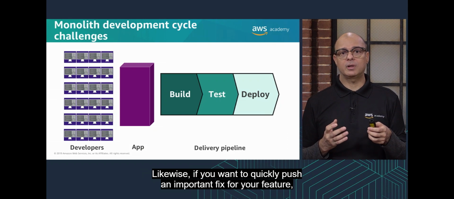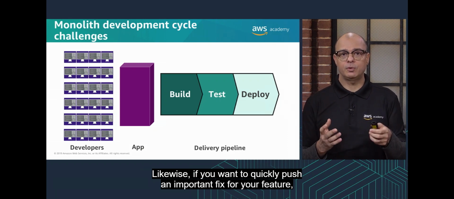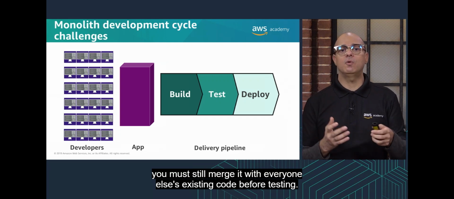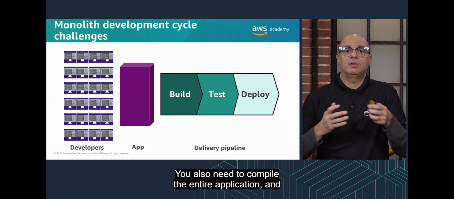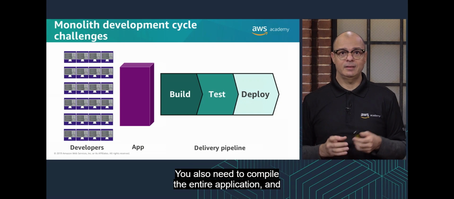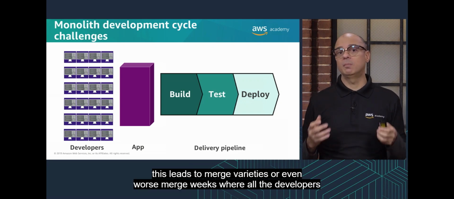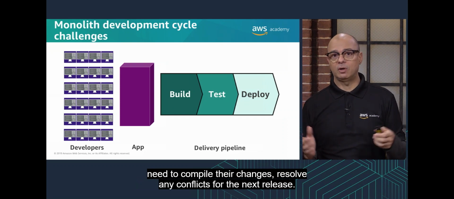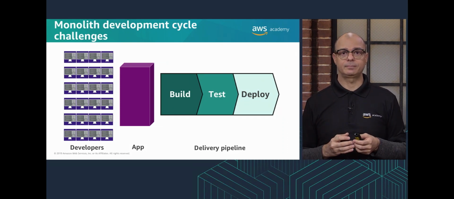Likewise, if you want to quickly push an important fix for your feature, you must still merge it with everyone else's existing code before testing. You also need to compile the entire application, and this leads to merge Fridays, or even worse, merge weeks, where all the developers need to compile their changes and resolve any conflicts for the next release.